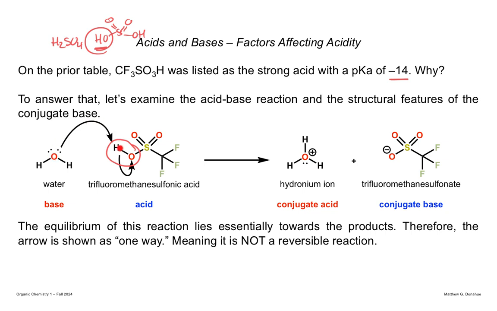So if you have water deprotonate that H, you make that bond, you break this OH bond, you get hydronium, and then you get the conjugate base, which is trifluoromethane sulfonate. So that O is minus, that O is plus. We add those together, it's neutral on the product side. So what about this conjugate base helps stabilize that negative charge and make this really super acidic?